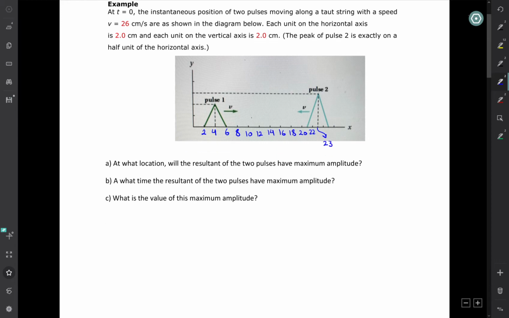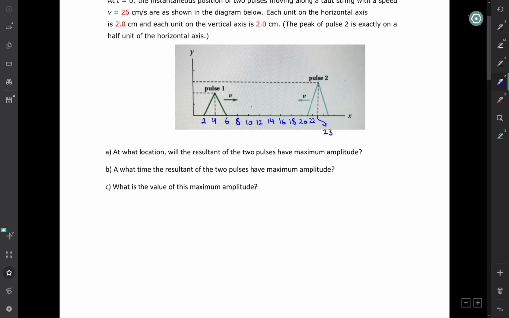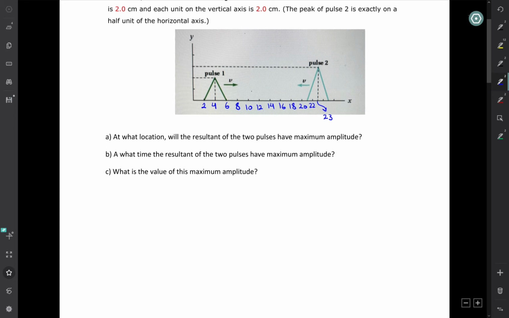So the distance between the peaks of the two pulses would be 23 minus 4, because the peak of pulse 2 is located at 23 and the peak of pulse 1 is located at 4. If I subtract them, I will get the distance between the peaks. So 23 minus 4 gives me 19 centimeters. If pulse 2 was not moving, pulse 1 would travel 19 centimeters to get to the peak of pulse 2.